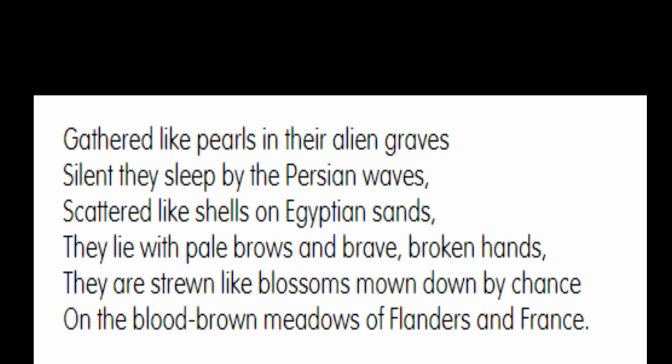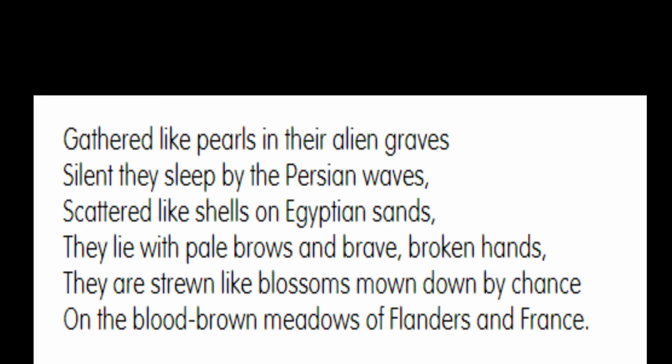In this stanza, the speaker pictures the sacrifice of the Indian soldiers made in the alien lands and the horrors of war and war fronts in a rich poetic language. The poet uses imagery and metaphor to distinguish the sacrifice made by Indians. The similes "gathered like pearls" and "scattered like shells" denote the careless treatment of the dead bodies of the Indian soldiers. The terms "alien graves," "Persian waves," "Egyptian sands," and "Flanders and France" explicitly present how the soldiers are buried far away from home, from the dear and near ones.